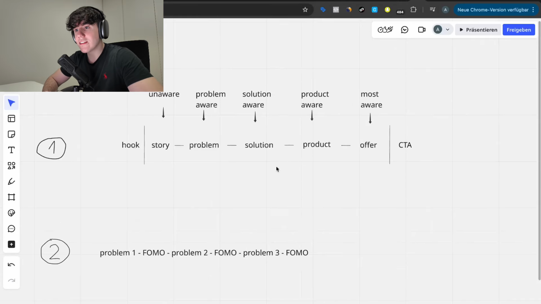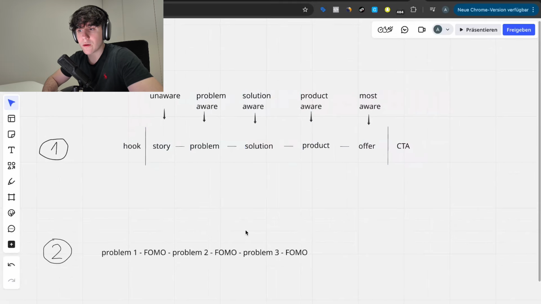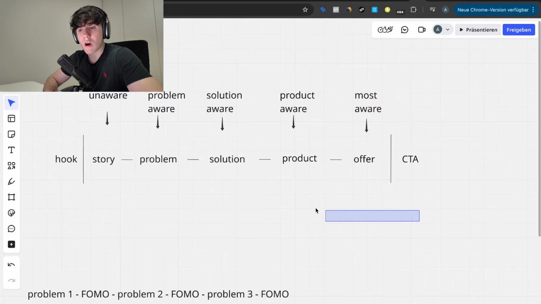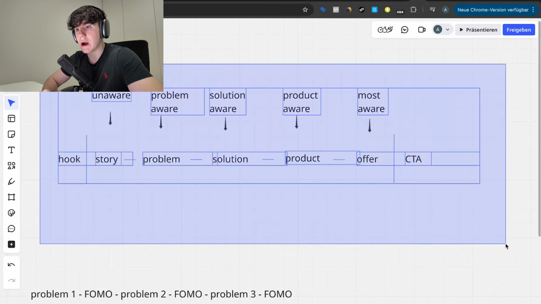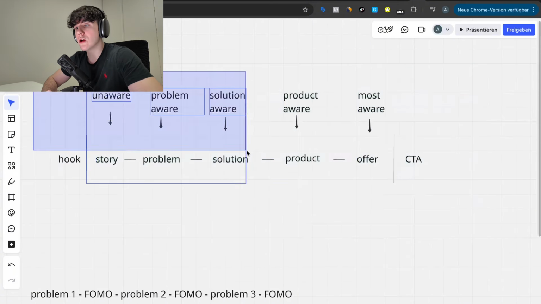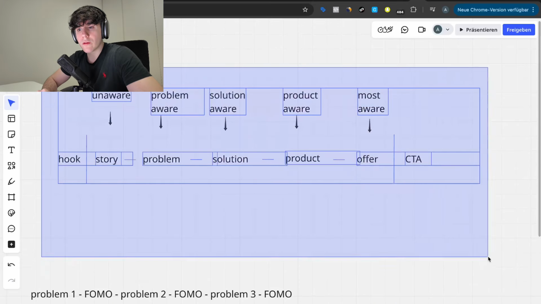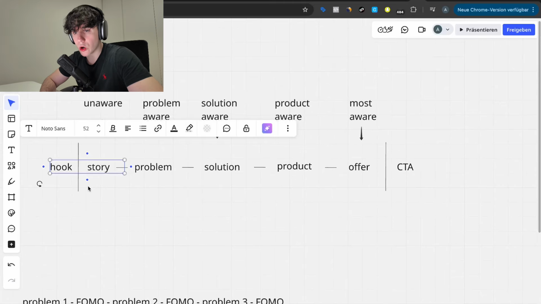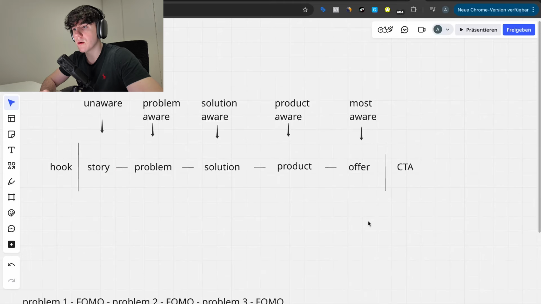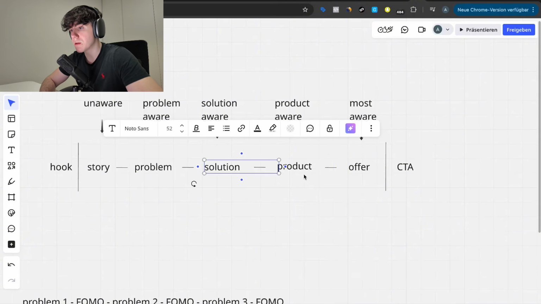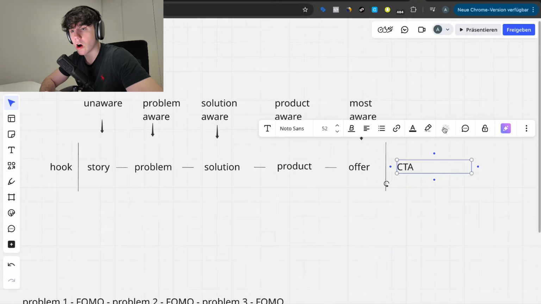Okay, so the first thing I want to talk about is how you can really structure your ads overall. And this is the very raw structure. However, I'm going to break down when to do what and when to apply what, because I think this is something which is not talked about enough. So obviously you have the hook, and after the hook you get into the body, and the body can basically be broken down into story, problem, solution, product, offer, and then we have a call to action.